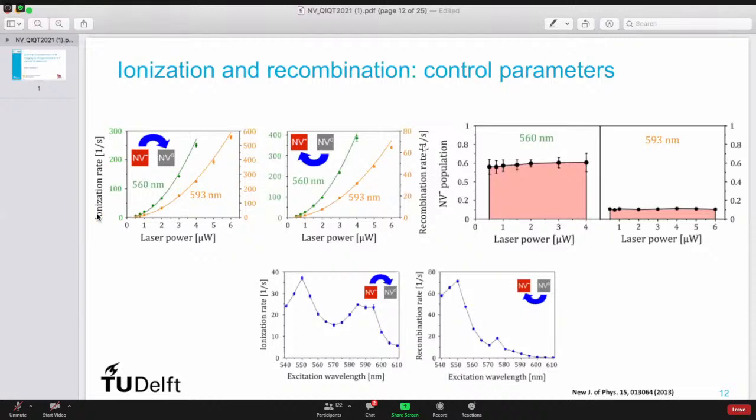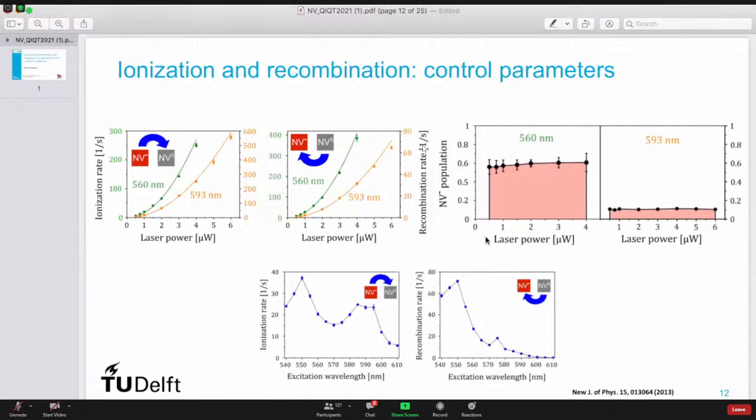So the ionization and recombination processes depend on many factors. I have shown some example plots here. One is the laser power. As a function of laser power, the ionization rate changes, and also the recombination rate changes. And these rates are different again for different excitation ranges, for example 560 nanometer and 593 nanometer.